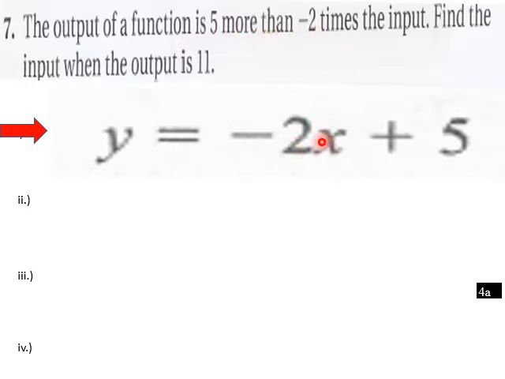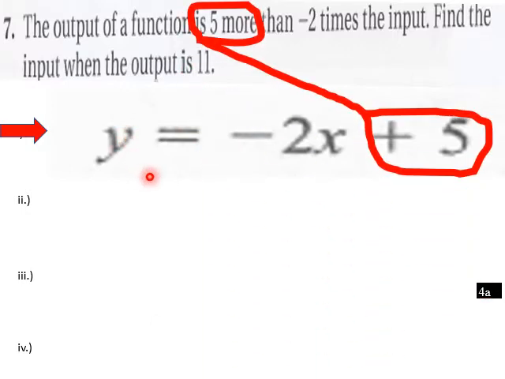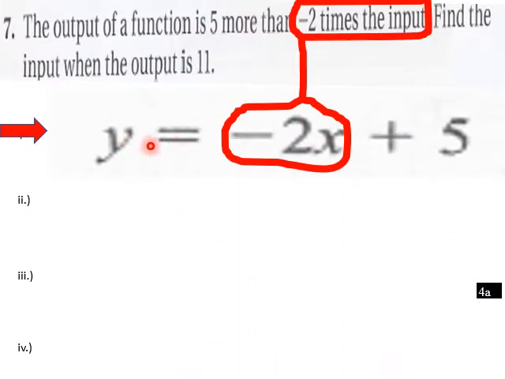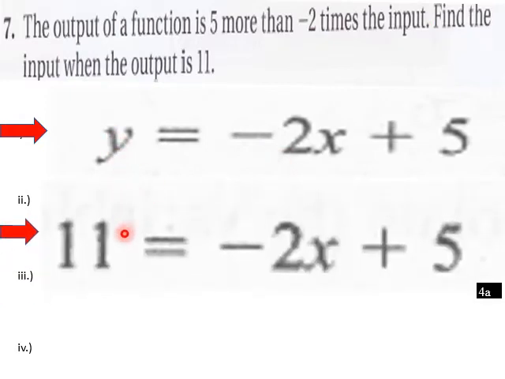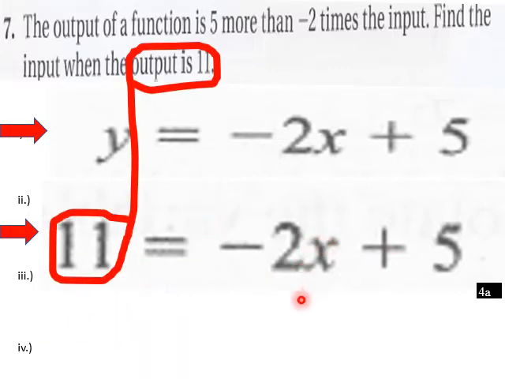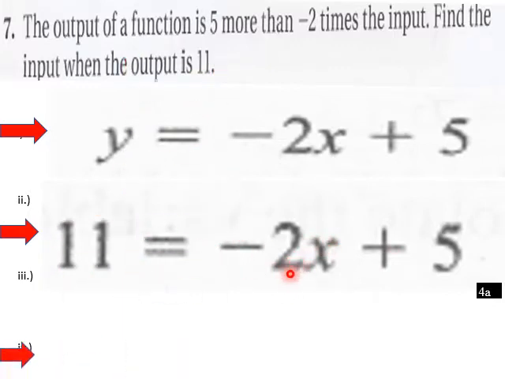So the output of a function is 5 more than -2 times the input. So our input is x. So -2x plus 5 more than that. Find the input when the output is 11. So now we're going to plug in 11 for y. So when we plug in 11 for y, we get 11 equals -2x plus 5. Now we're going to solve for x.